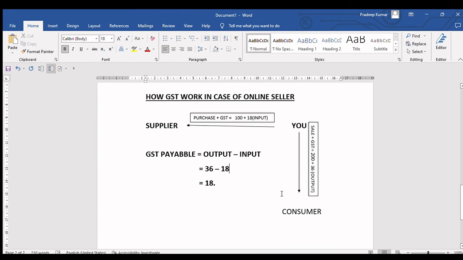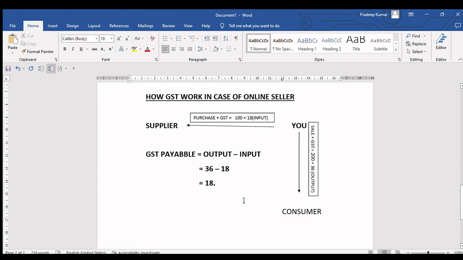This is very easy, guys, no need to get confused. I hope you understand: 36 rupees is your output as you get, and you already paid 18 rupees, so now 36 minus 18, you just have to pay 18 rupees. So I hope you all understand.